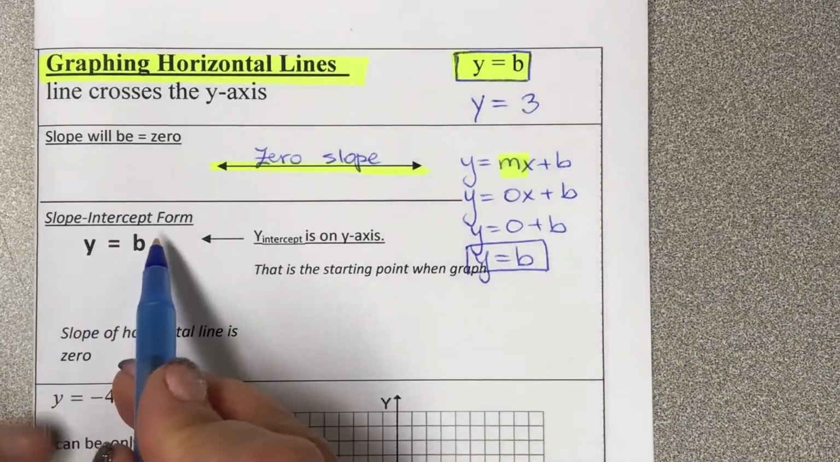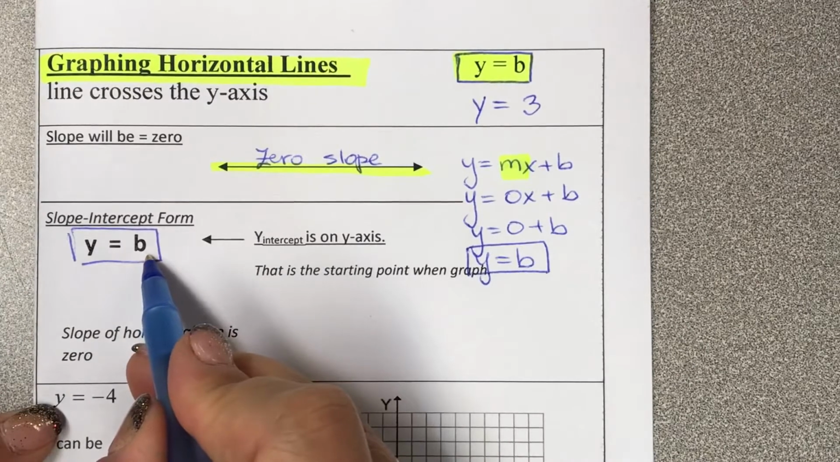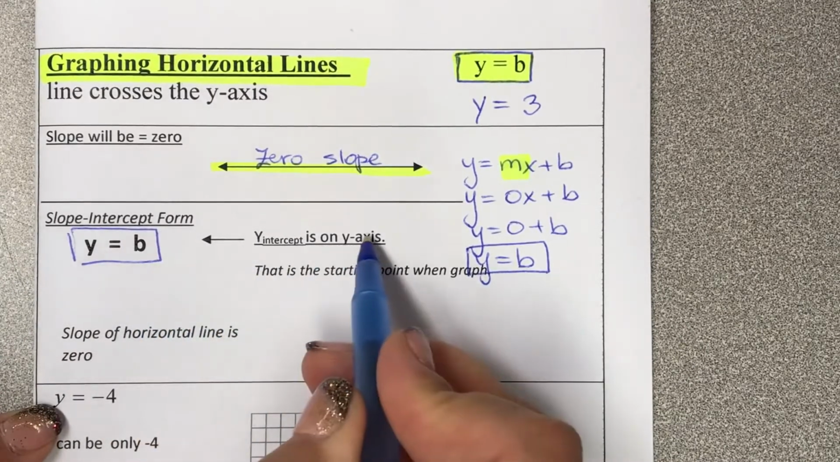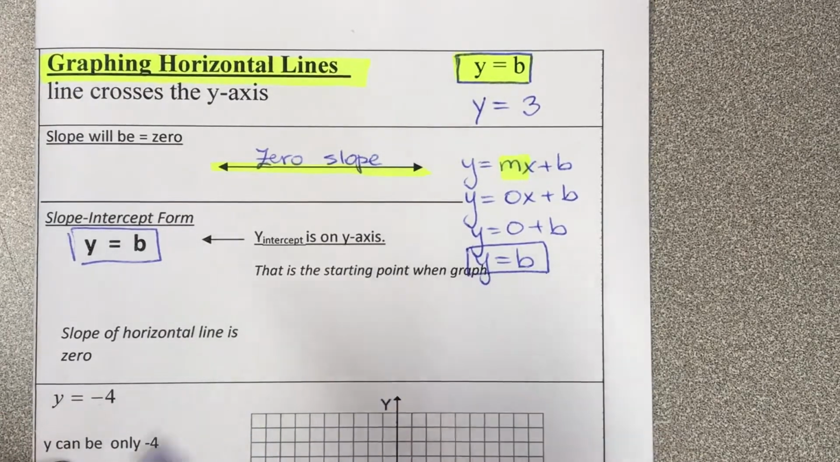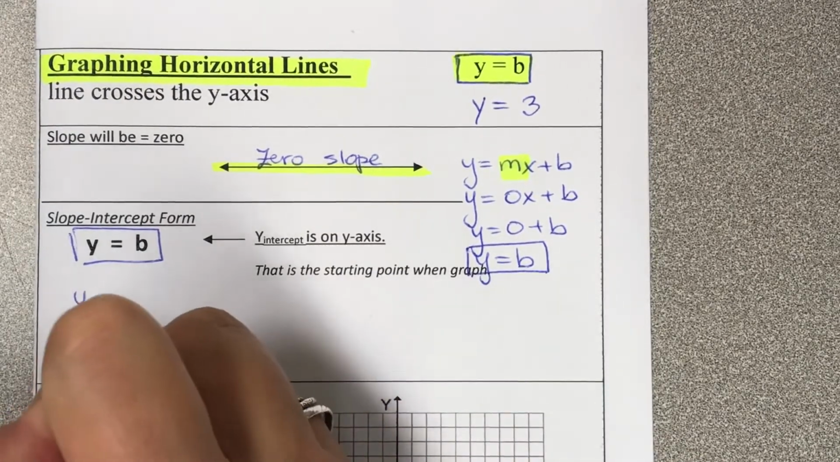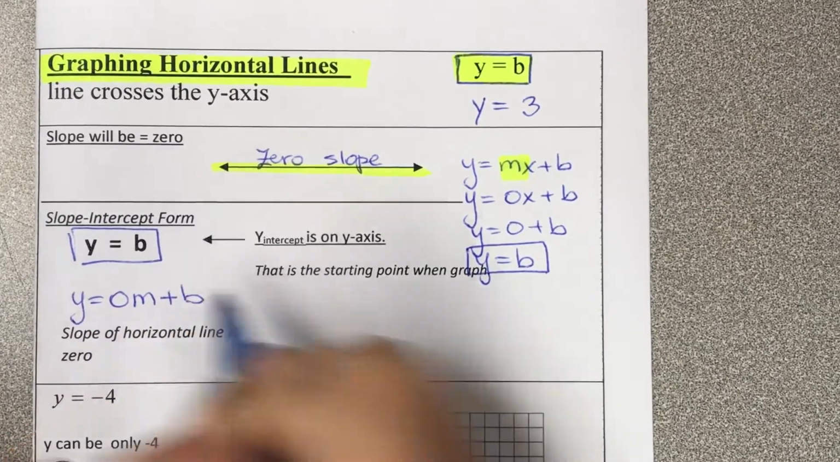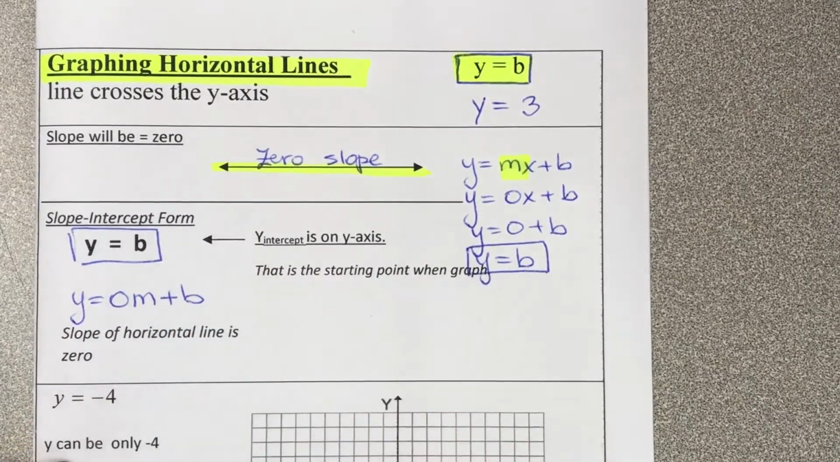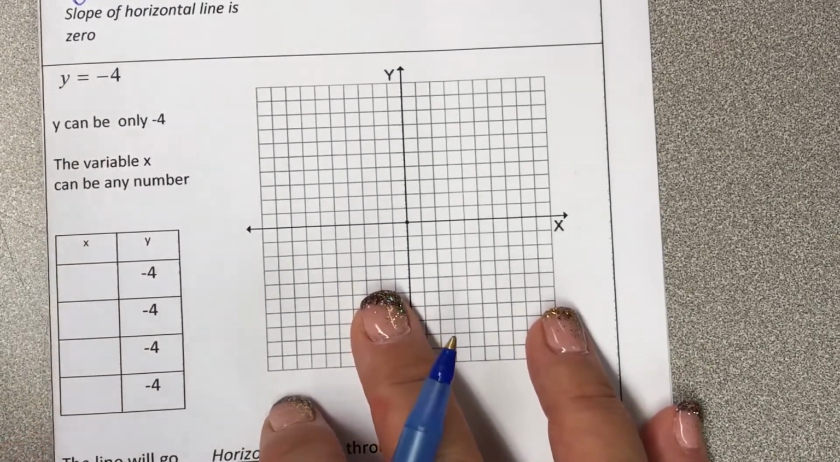So in the slope-intercept form, y equals b. b is the y-intercept, or the number on the y-axis, and that's the starting point when we graph. The slope of this line is 0, therefore it's a horizontal line. Let's see an example to see why this happens.